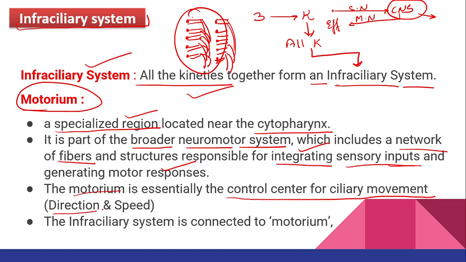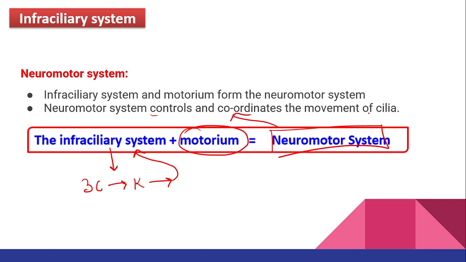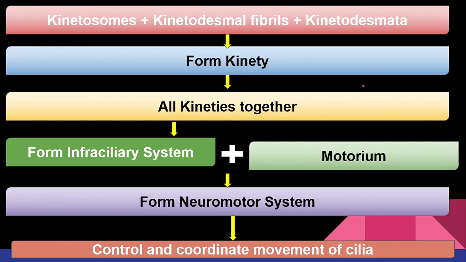So the motorium is the one who tells the cilia in which direction they are supposed to beat and what is the speed of the cilia, right? At what speed the cilia is supposed to beat is also guided by the motorium. Now the infraciliary system is connected to the motorium. See here class, in the infraciliary system we have already seen three components. These three components will form the kinety. All kineties are going to form your infraciliary system. So the infraciliary system along with the motorium is going to form your neuromotor system. Now this neuromotor system is going to help control and coordinate the movement of cilia.